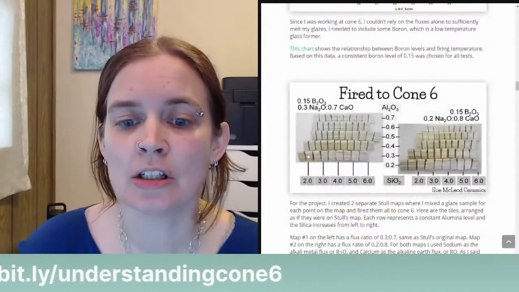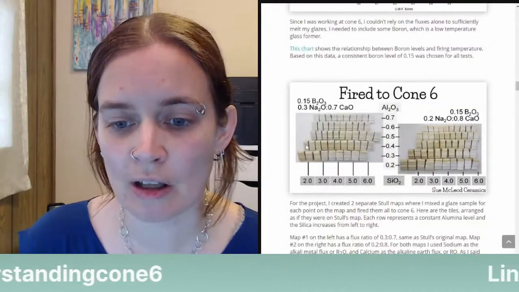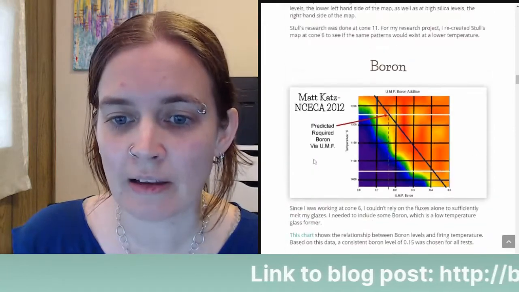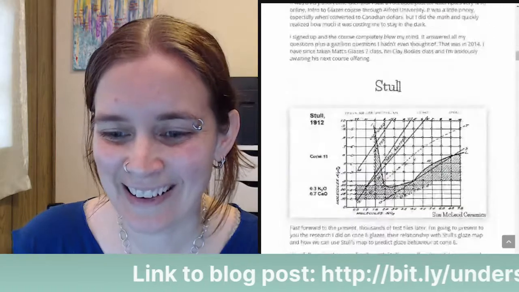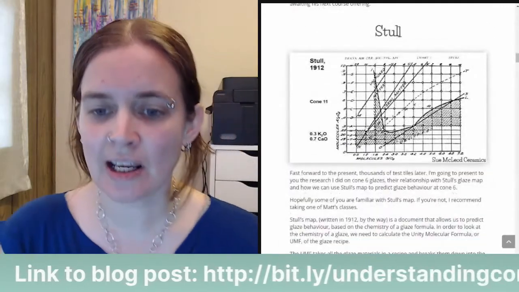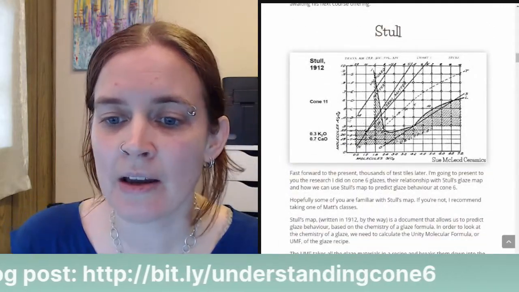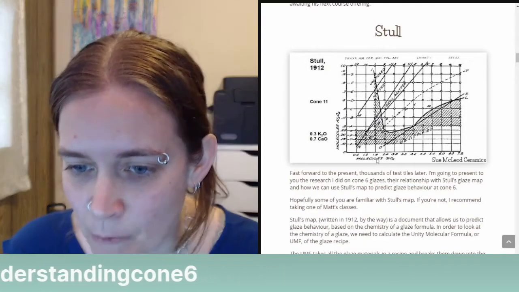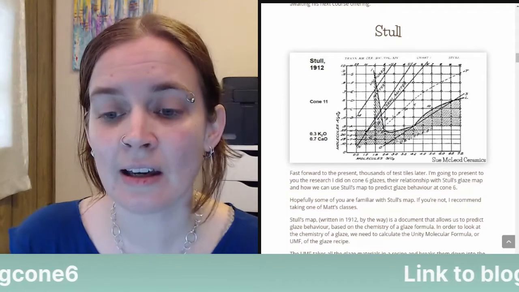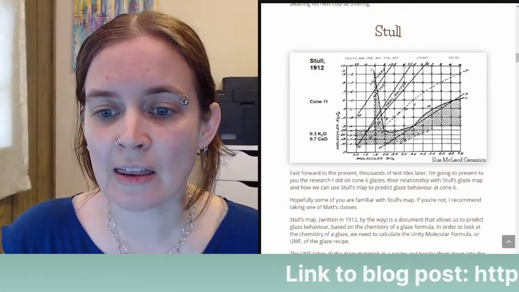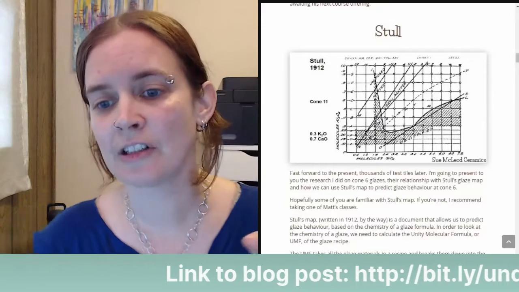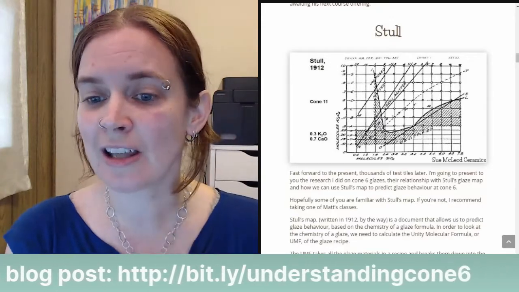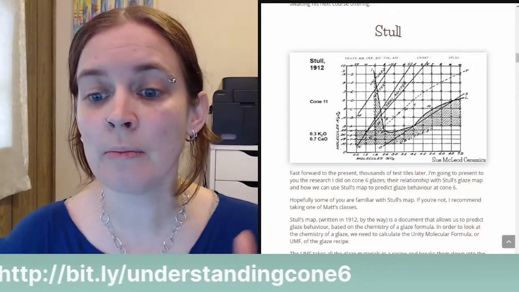So you could just do one row of the Stull chart where you start at one point on the left. Say you want to test 0.4 alumina. You can create a glaze recipe that has 0.4 alumina and say 1.8 silica. So you're creating the test on the very far left, with as little silica as you can possibly get into your glaze recipe at 0.4 alumina.